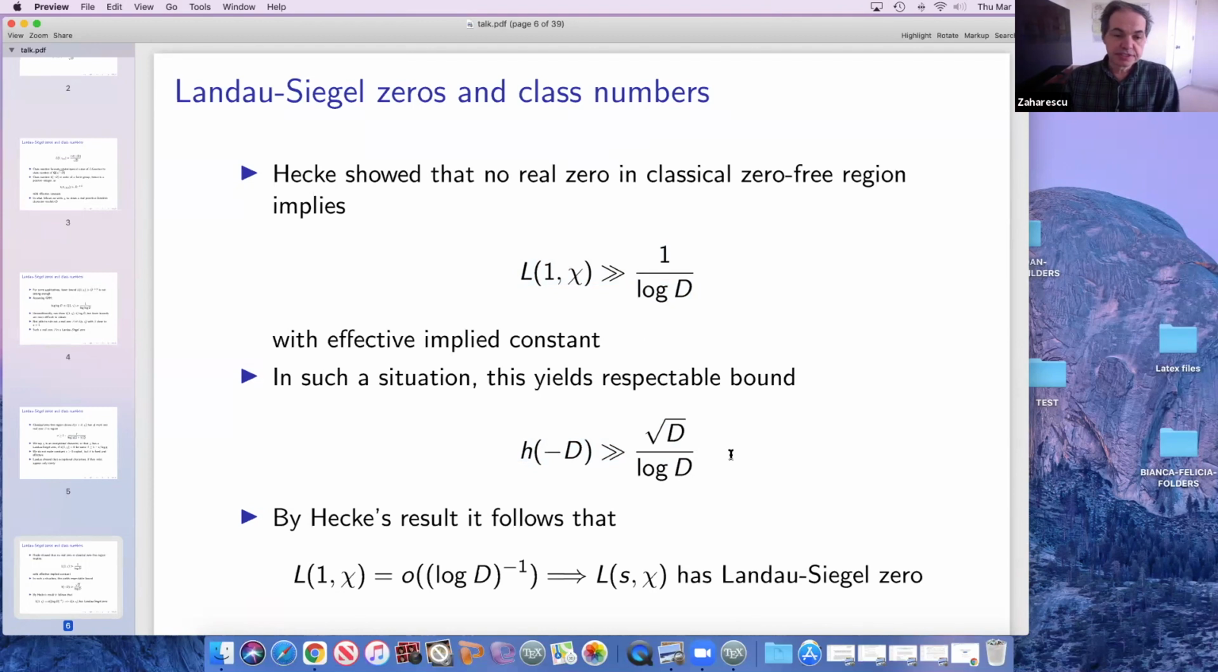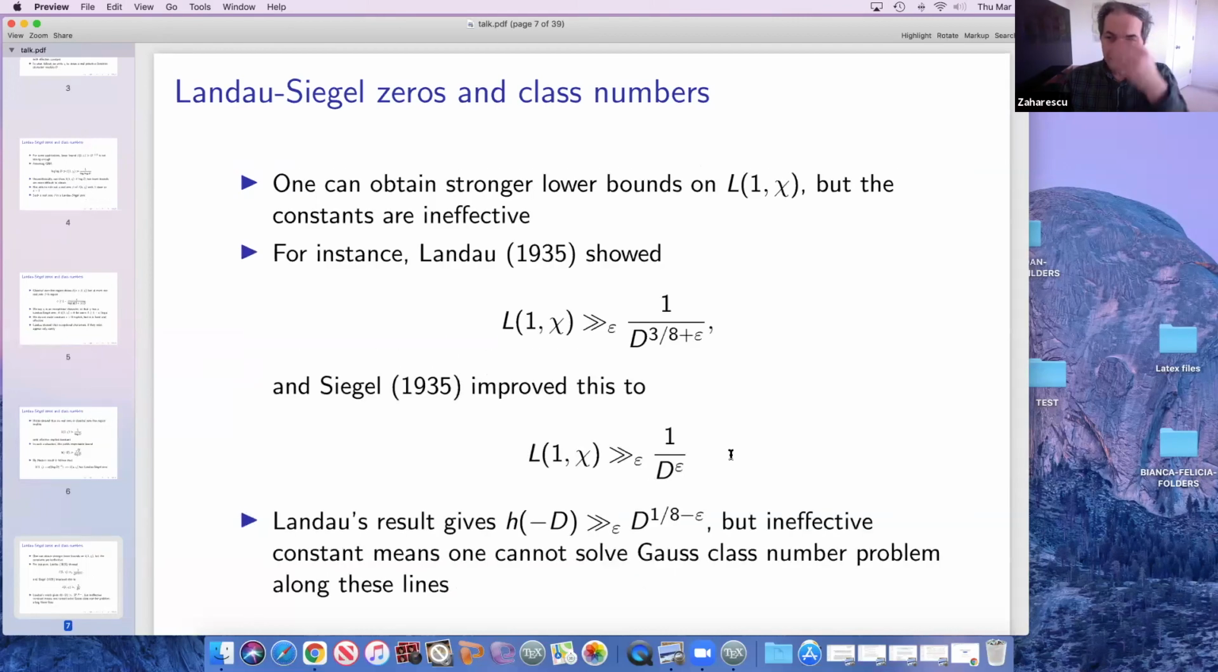Or if we rewrite this result in a different way: if L(1, chi) is much smaller than 1 over log D, let's say little o of 1 over log D, then L(s, chi) has a Landau-Siegel zero.